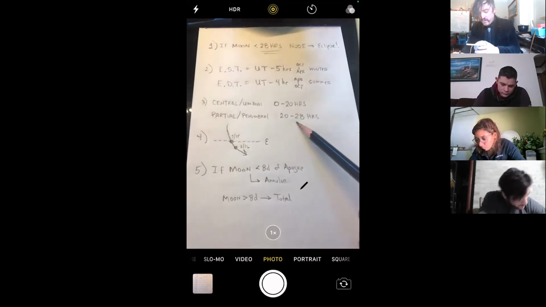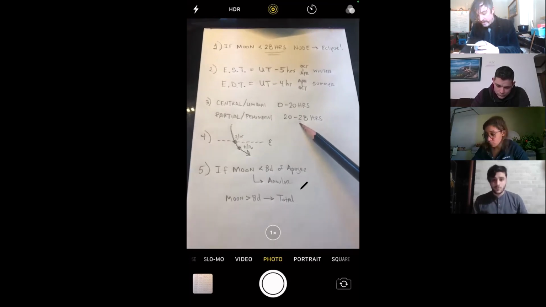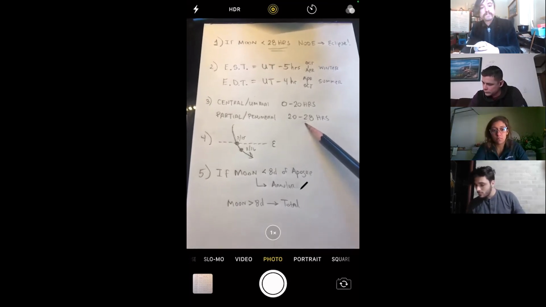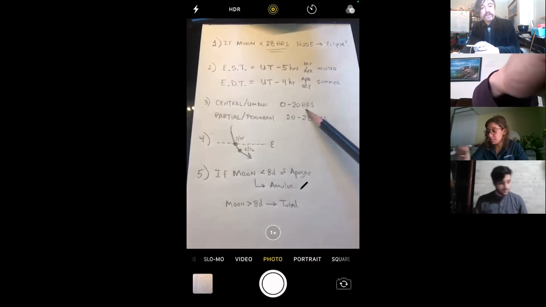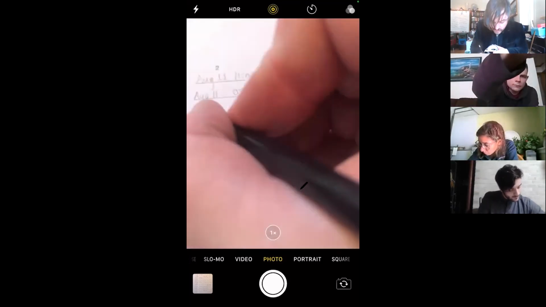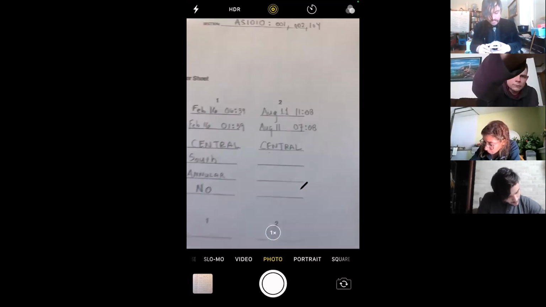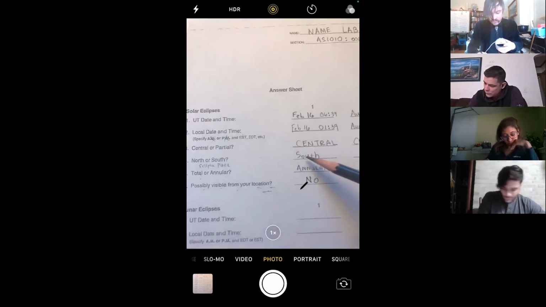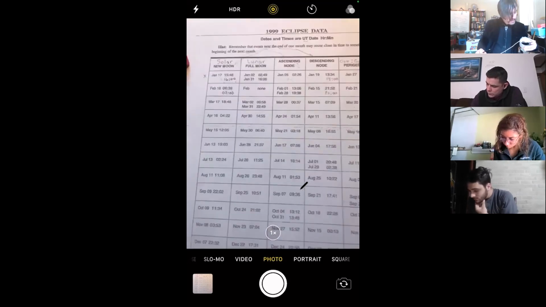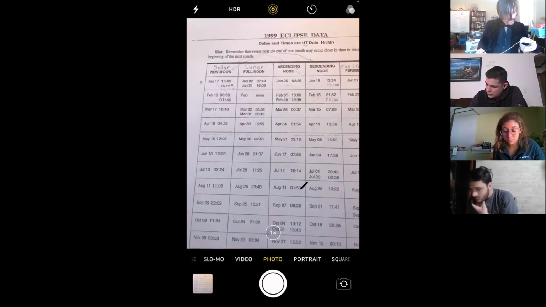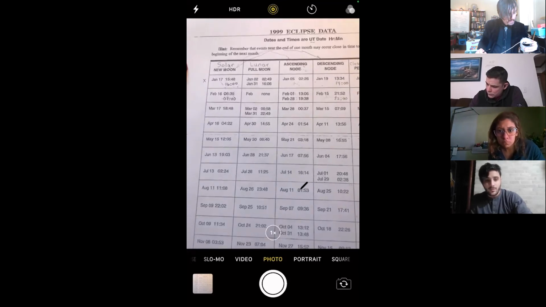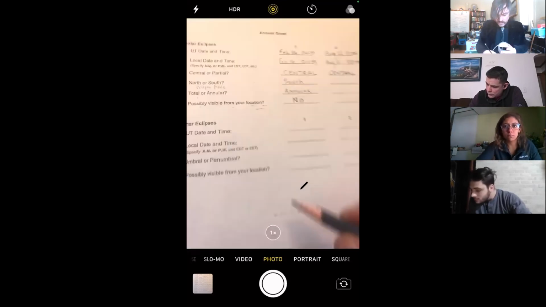Central or partial? Was this less than 20 hours or more than 20 hours apart? What did we decide? Less than? Yeah, it was like 9 hours. So this is still central. Now let's see if you guys can do the north or south thing. Once again, we'll make our ecliptic plane, dash, dash, dash, dash, dash. Was this an ascending node or a descending node, August 11th? Ascending. So now we're going up.